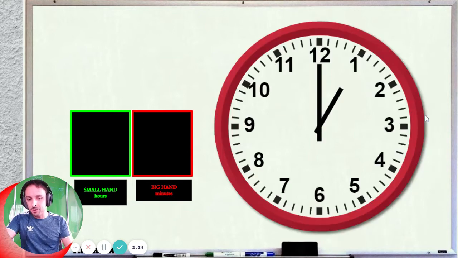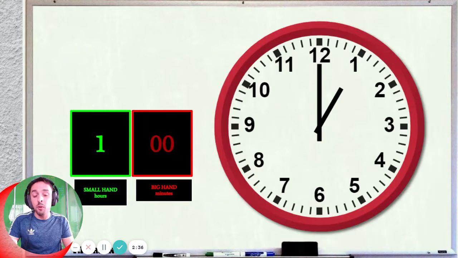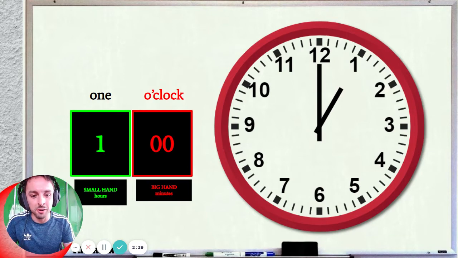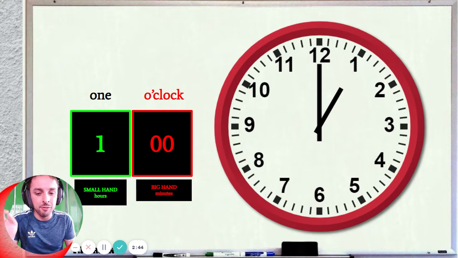Now let's look at our clock. Yes, 1 o'clock. That's right, the time is 1 o'clock. Remember, if the big hand is pointing up at 12, then it's 0 minutes. And if it's 0 minutes, you say o'clock.